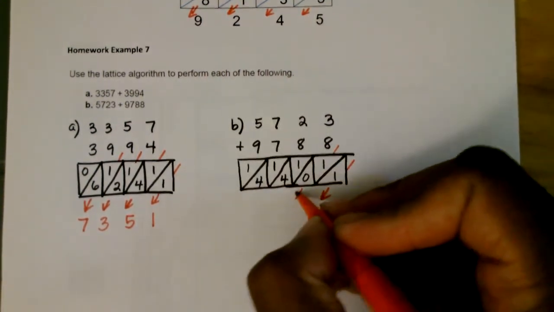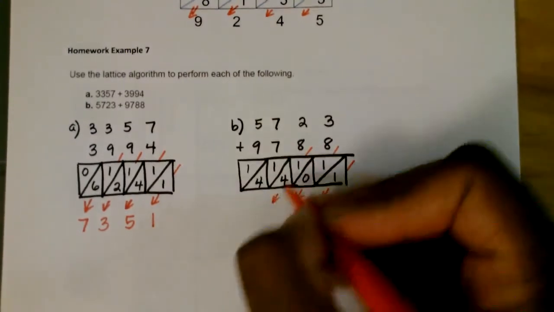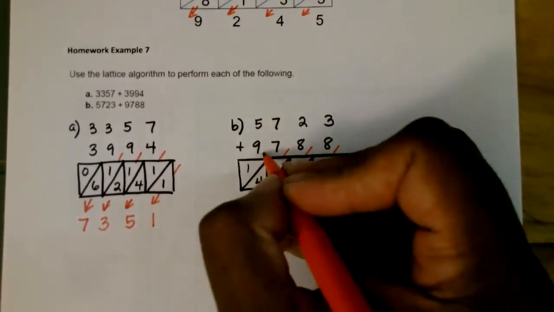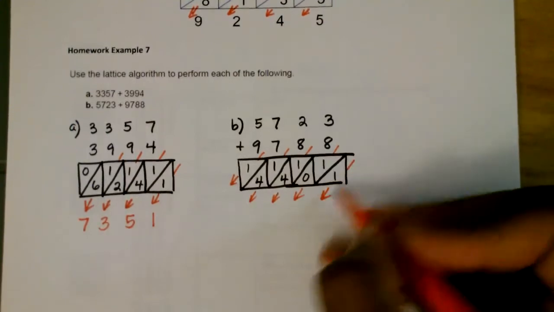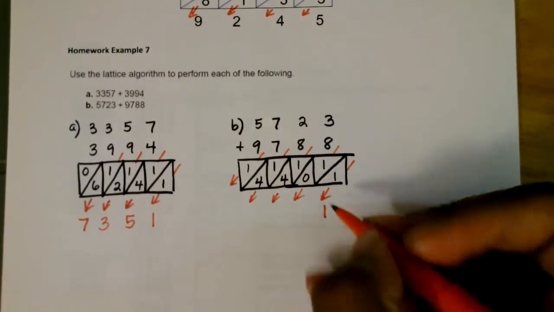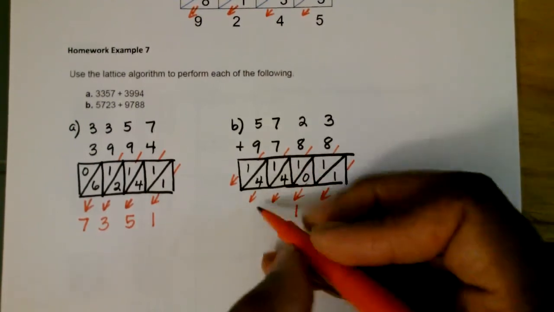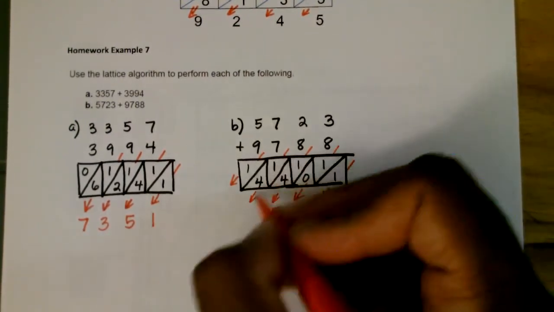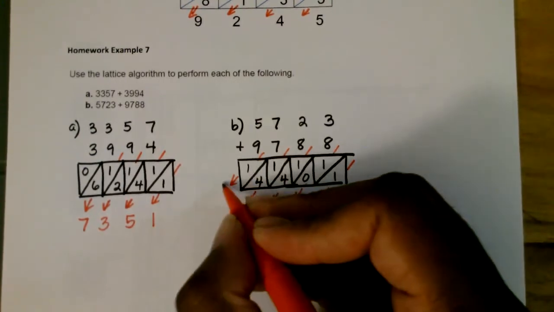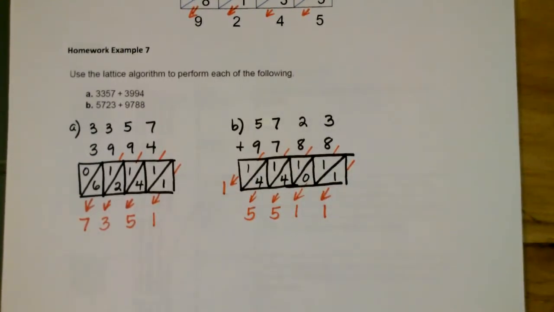And then we add along these diagonals here that I'm drawing. I have nothing to add to this 1, so I put that down. 1 plus 0 is 1. 1 plus 4 is 5. 1 plus 4 again, that's 5. And I have nothing to add to the 1, so I bring down the 1.